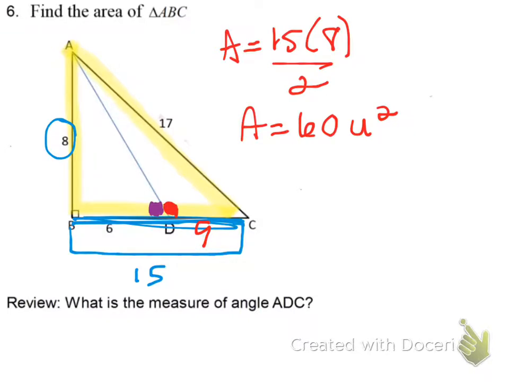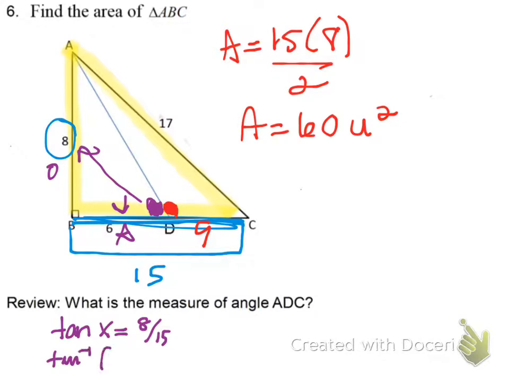Okay, so what I'm going to look at here is if I want to find this purple angle, I have my opposite and adjacent side. So I'm going to use inverse tan here. So I'm going to say tan of x equals opposite, which is 8, over adjacent, which is 15. And then, of course, in the calculator, I'm going to type in tan to the negative 1, 8 over 15. Make sure that your calculator is in degree mode if you're going to do that.